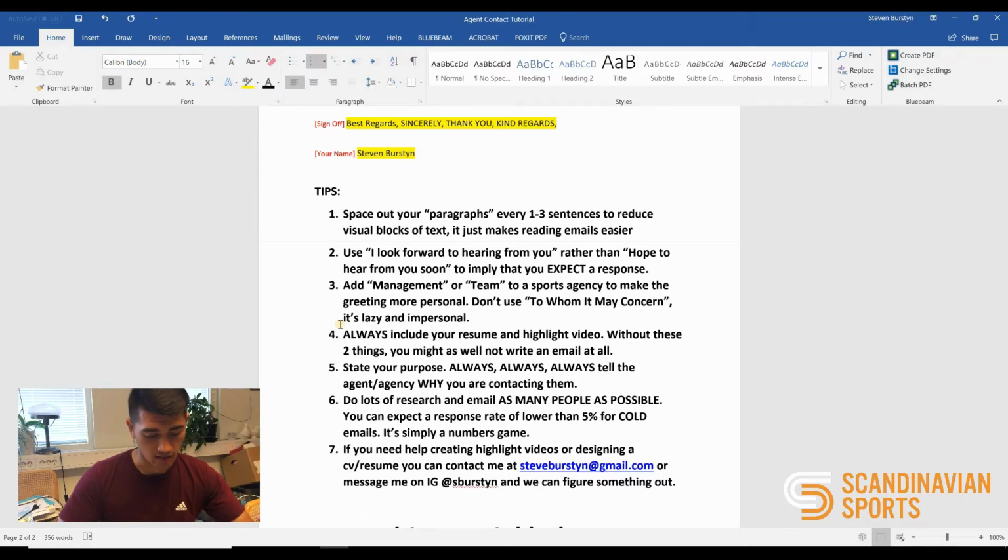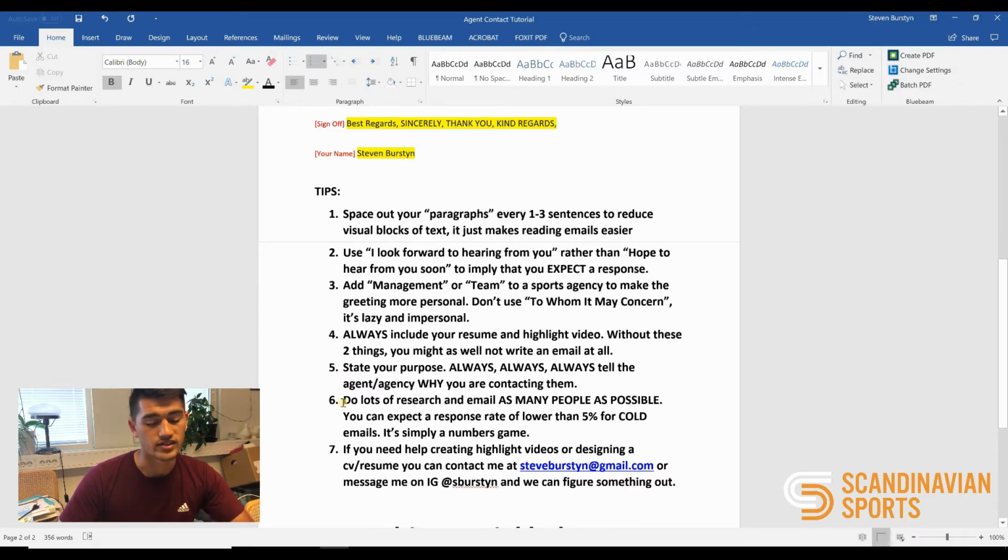Let's be realistic here. So 5 is state your purpose. Always tell the agent or agency why you are contacting them. If you're just trying to establish contact, then yeah, so be it. If you're trying to get a soccer trial, tell them. If they don't know why you're contacting them, they don't know how they could possibly help you.